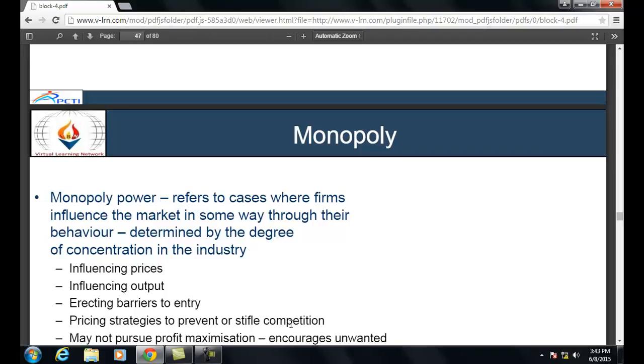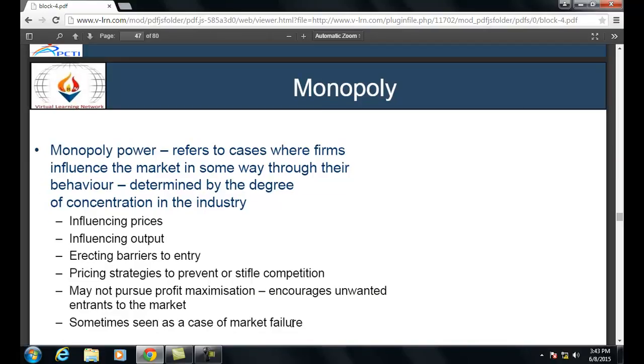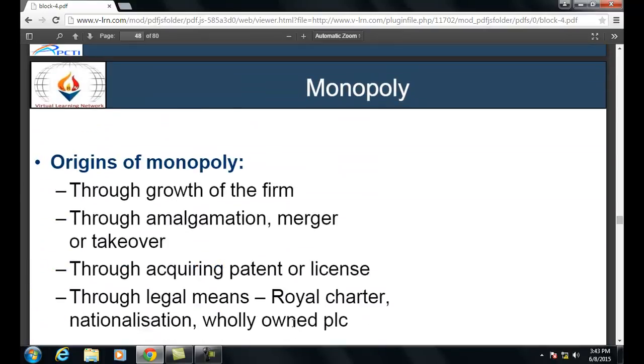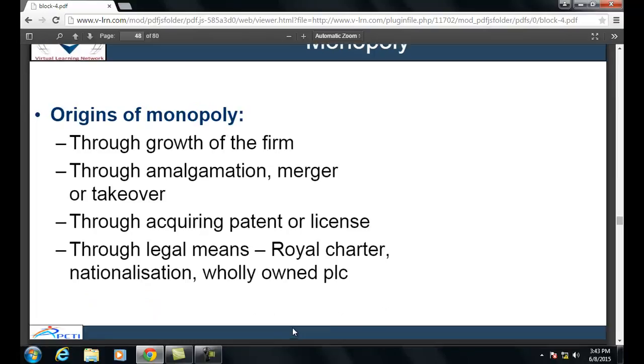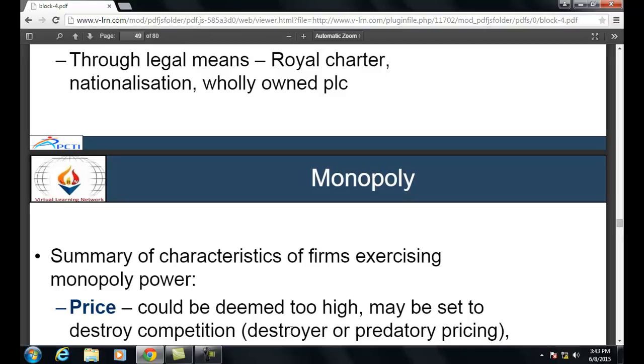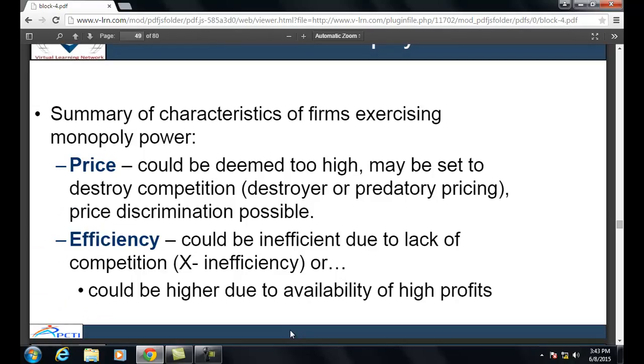Influencing prices, influencing output, erecting barriers to entry, pricing strategy to prevent or stifle competition, may not pursue profit maximization or may discourage unwanted entrants to the market, sometimes seen as a case of market failure. Origin of the monopoly: through growth of the firm, through amalgamation, merger or takeover, through acquiring a patent or license, through legal means, royal charter, nationalization, wholly owned, etc.